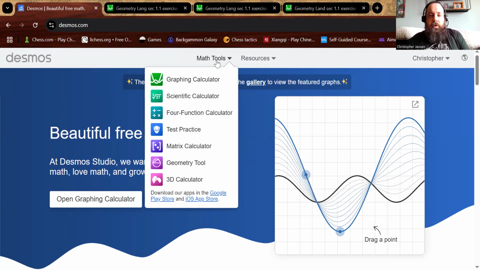There's also a geometry tool, which I'm going to show you in a second, but there's also a 3D calculator, which is relatively new, which is neat. So if you haven't created an account for Desmos, you should do that and play around with it because there's a lot of cool stuff that you can do on here, and it's completely free. So it's a useful tool to have. So I'm going to click on the geometry tool.